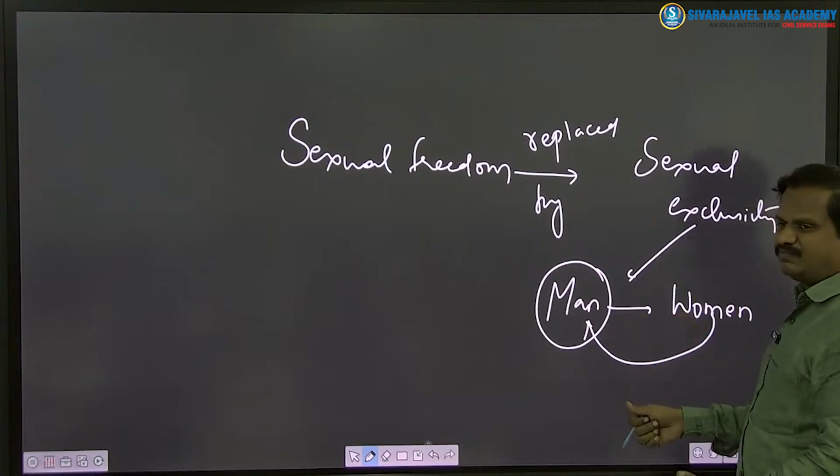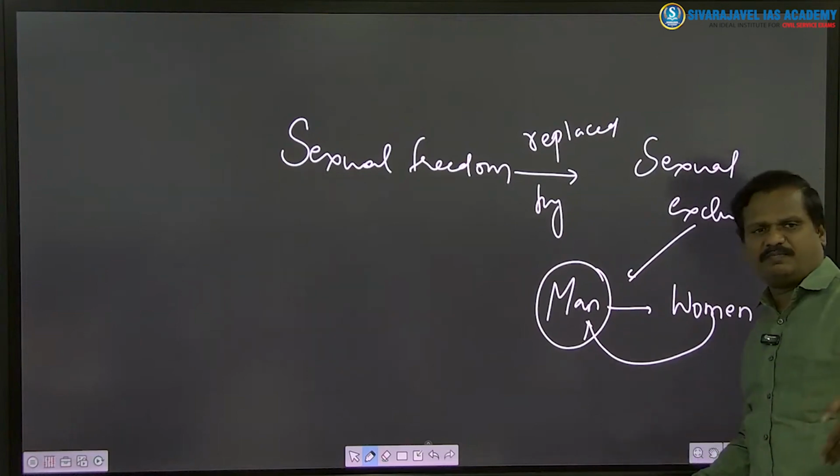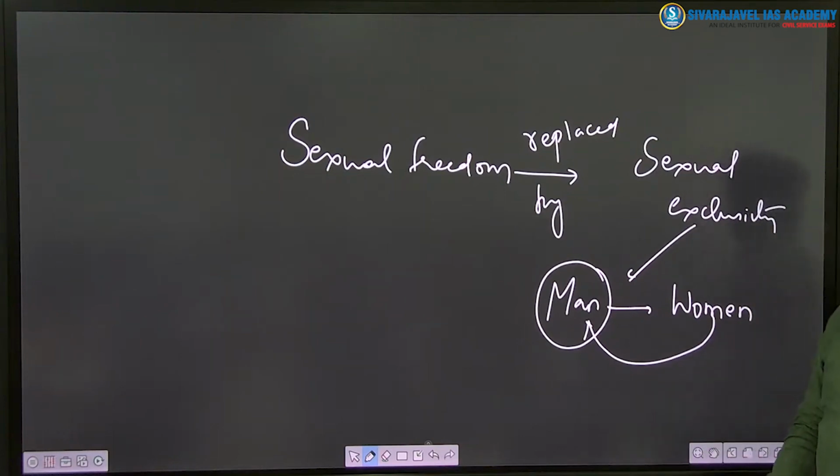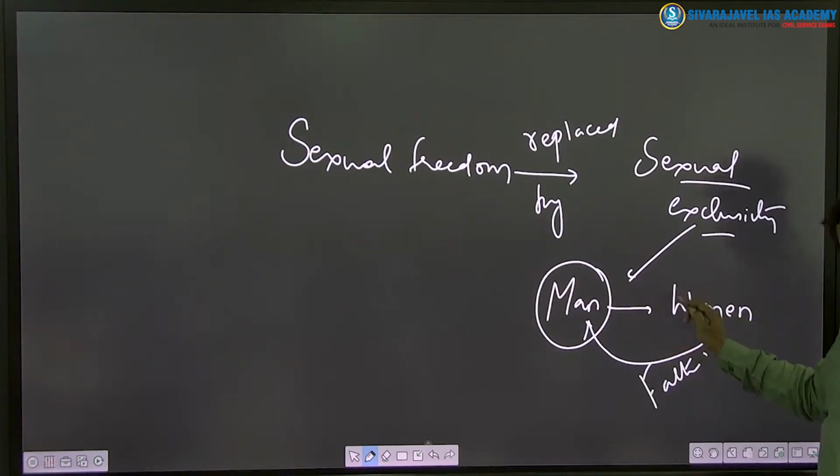And why did it come? It is because of the Marxian concept of private property. I don't want to go deep into that because I am reserving this dimension for our regular course. I am just giving you a fair idea. So sexual freedom later on was replaced by sexual exclusivity. The woman is tied sexually to only one man, and the father of the baby is now known.